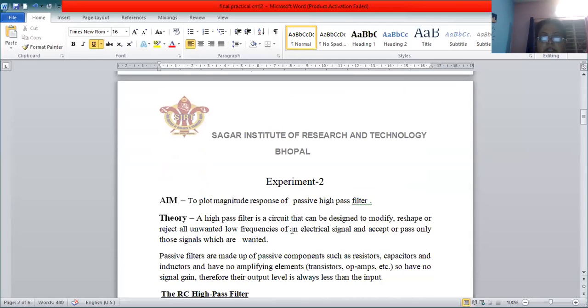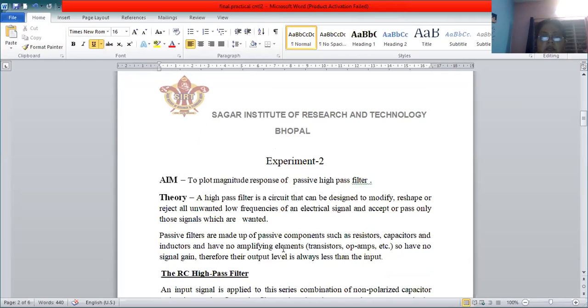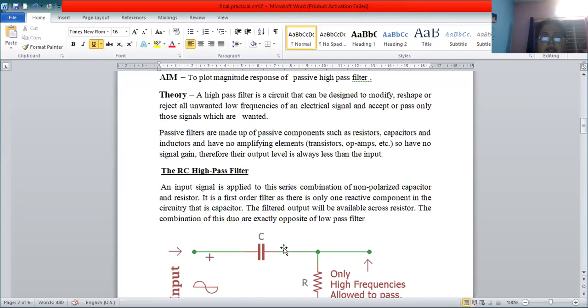A high-pass filter is a circuit that can be designed to modify, reshape, or reject all unwanted low frequencies of an electrical signal and accept or pass only those signals which are wanted. Passive filters are made up of passive components such as resistors, capacitors, and inductors, and have no amplifying elements like transistors, op-amps, etc. So they have no signal gain, therefore their output level is always less than input.